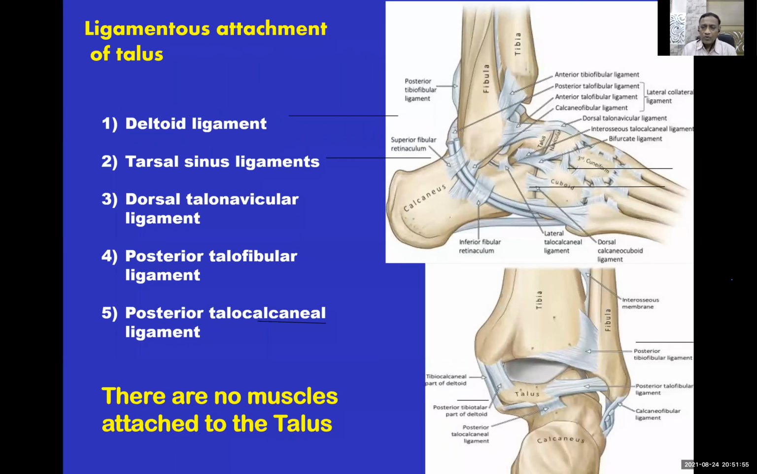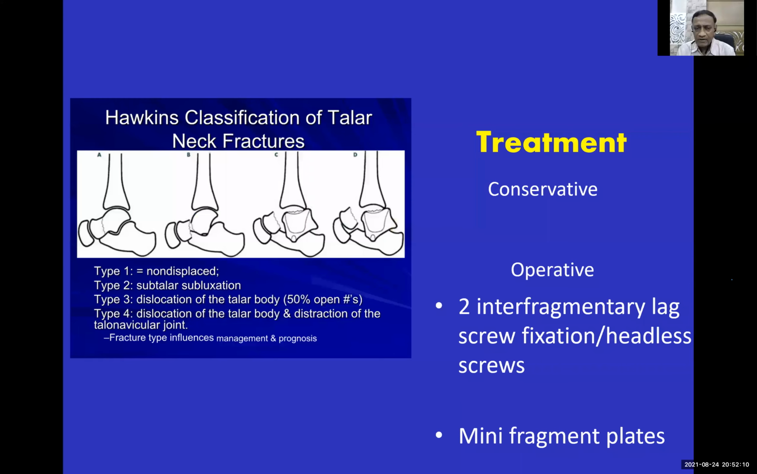Please remember, there are no muscle attachments. If the examiner asks you what muscles are attached to the talus, then you start thinking which muscle is attached. But there are no muscle attachments. Only a few ligaments are attached to the talus. They may ask you about fracture of the neck of the talus, Hawkins classification, and how do you treat it? If it is really undisplaced, you can treat it with plaster. Most of the time it needs surgery, and fixation could be done using two interfragmentary lag screws or sometimes mini fragment plates.